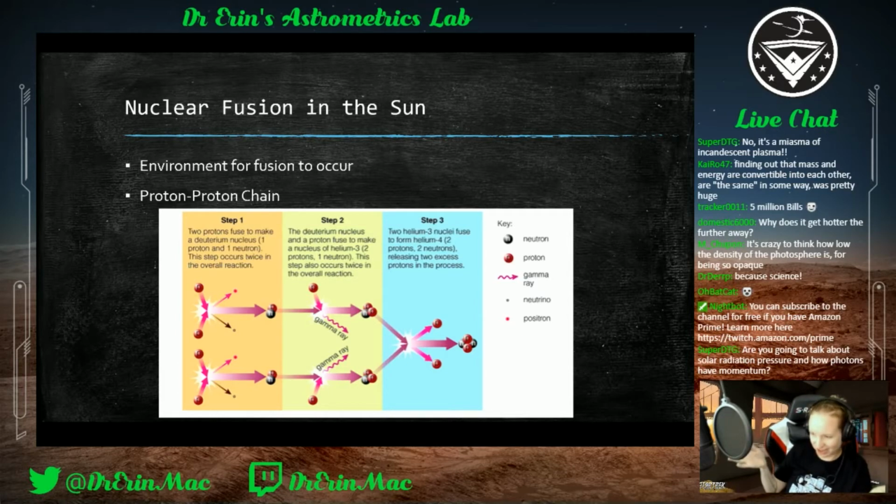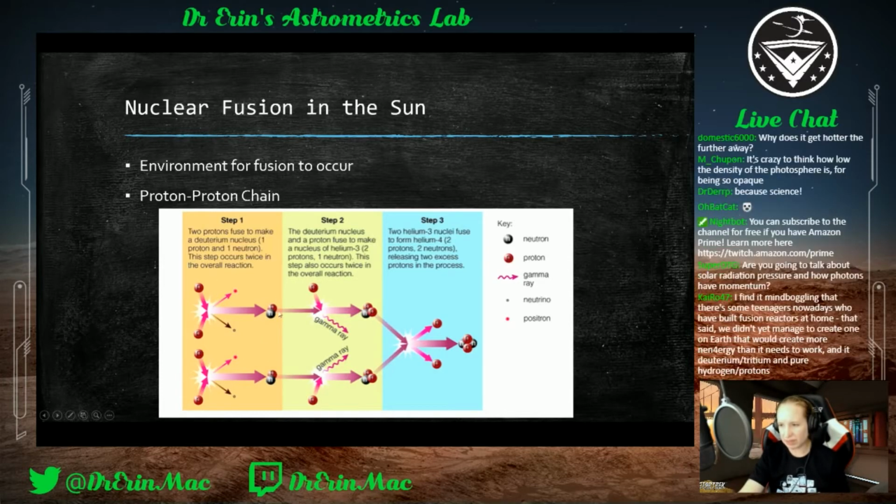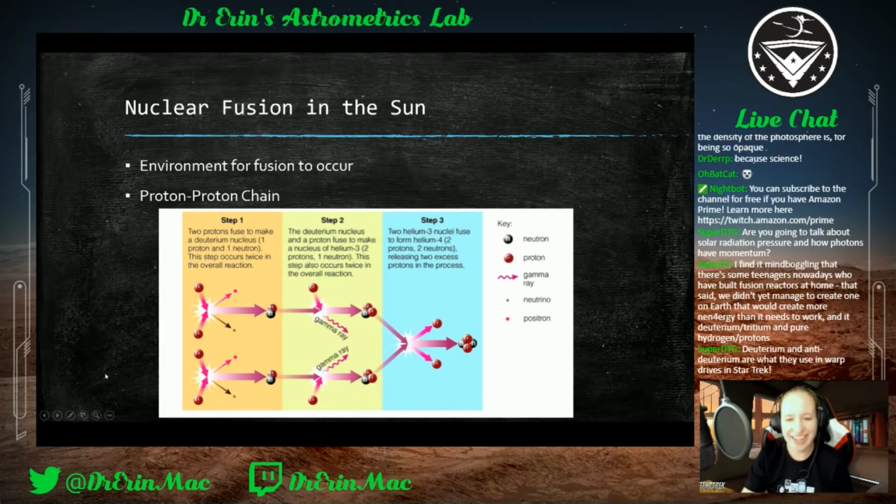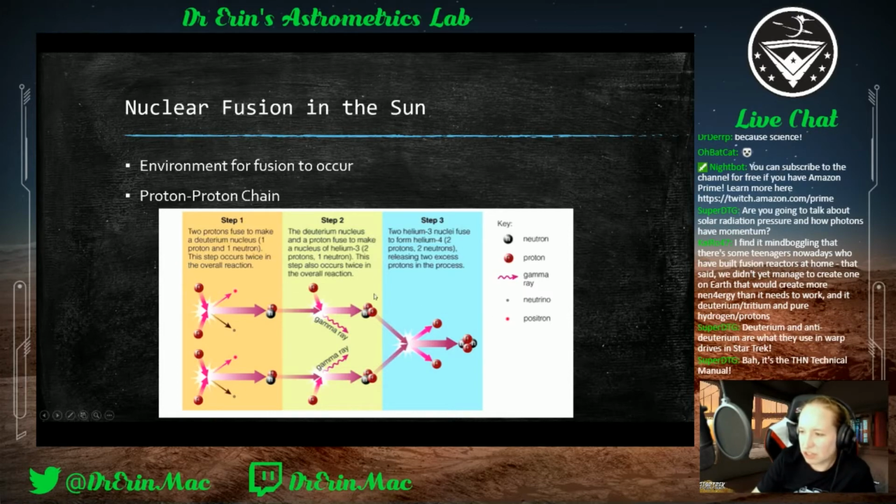Bonkers. I agree. Okay, so this happens. Now we have a little bit of a soup of... Agreed, Cairo. Yes, deuterium and anti-deuterium are sometimes what they call out for being used in warp drives. But yes, that is typically what they refer to as the matter and antimatter that they use in warp drives. It's basically a solar reactor in your warp core. Fun fact.